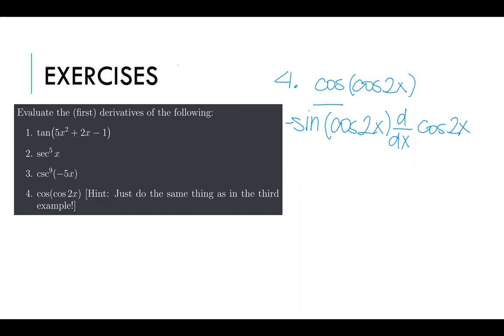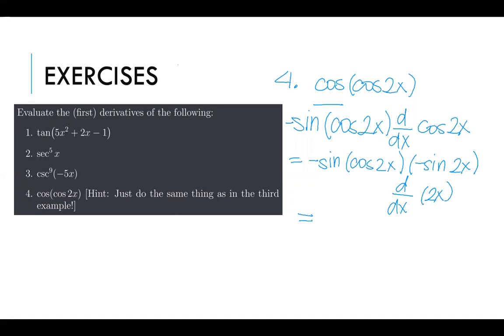This is equivalent to negative sine cos 2x, then the derivative of cosine is negative sine, right? Negative sine 2x. But we still need to differentiate the term inside the cosine, which is 2x. So we place the derivative of 2x.